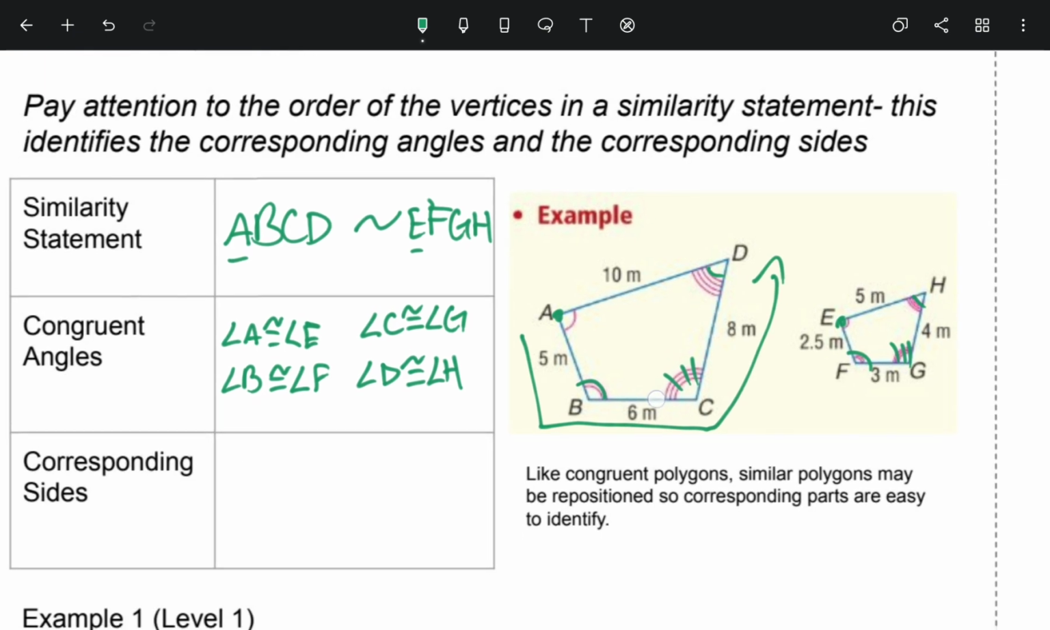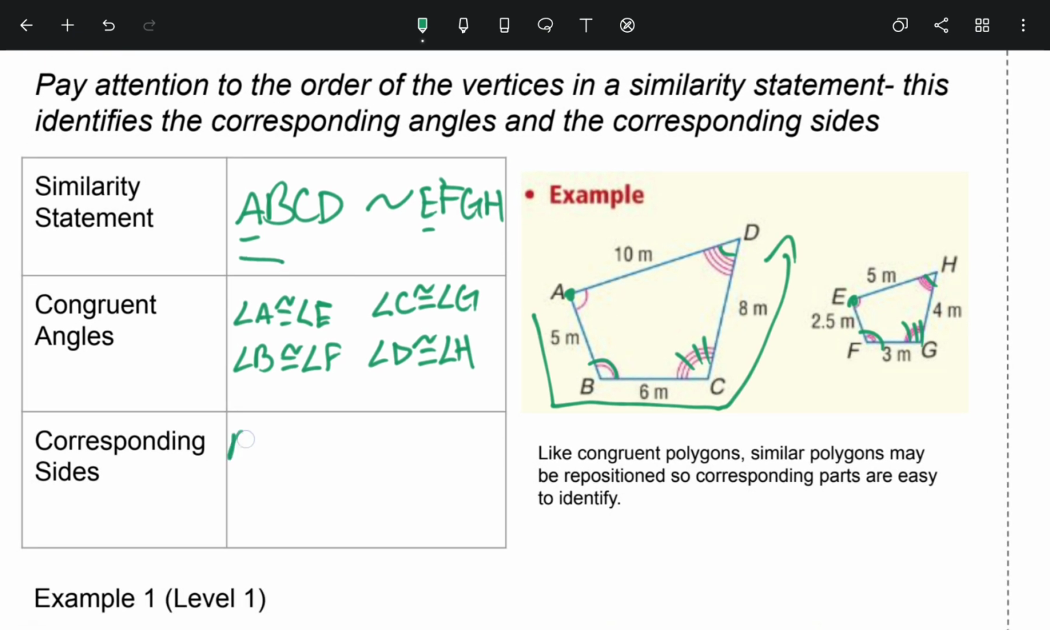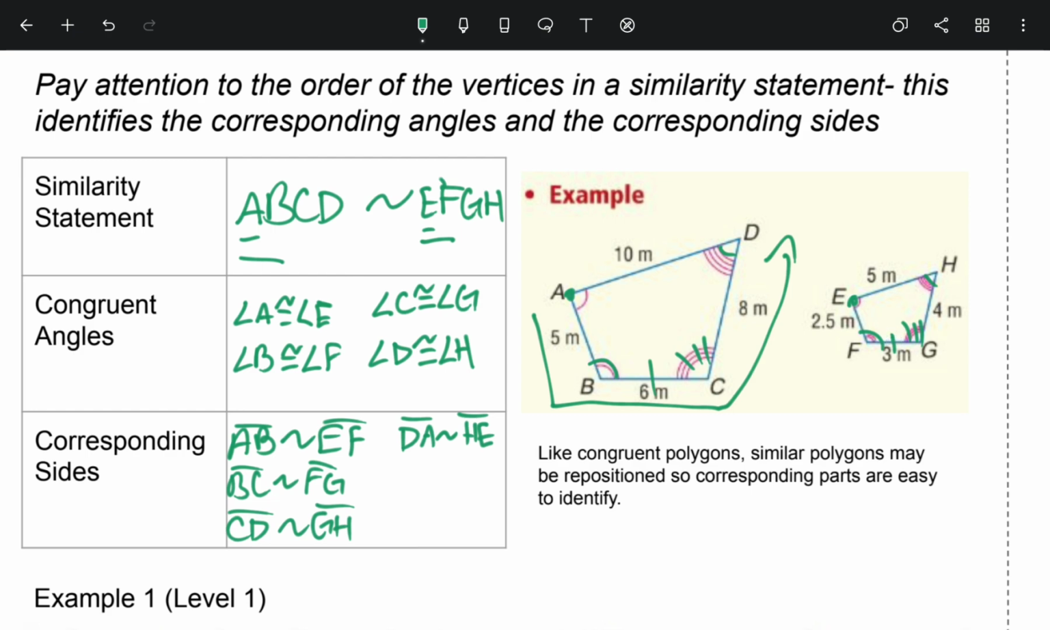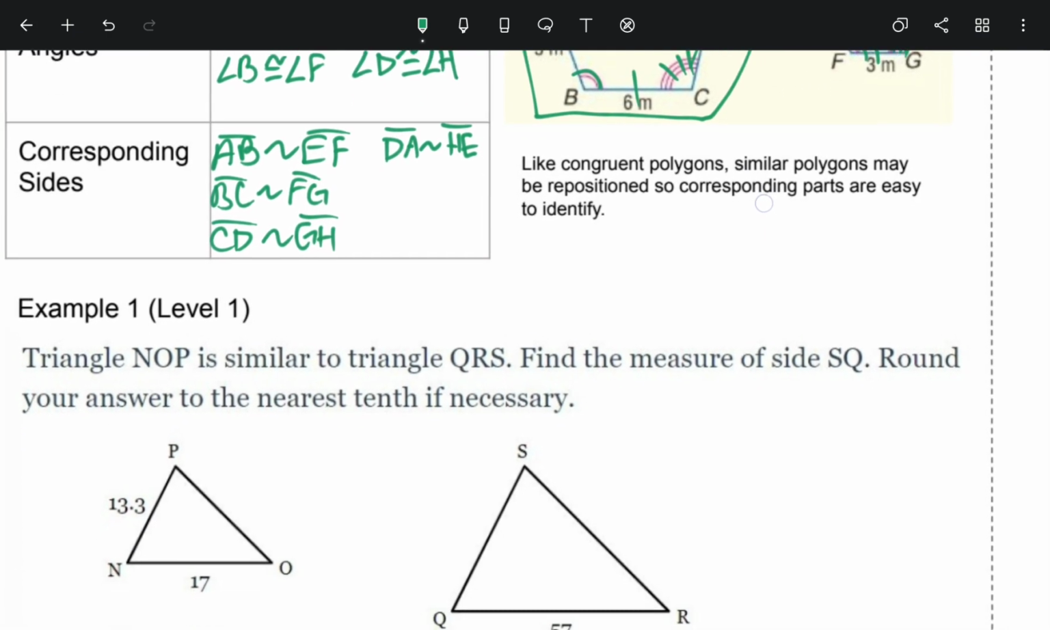And now for the corresponding sides, it's the same sort of deal. Side AB is our first side, and that corresponds to side EF. Side BC also corresponds to FG. CD corresponds to GH. And DA corresponds to HE. So now that we've seen an example of the notation of similar figures, let's look at an example.